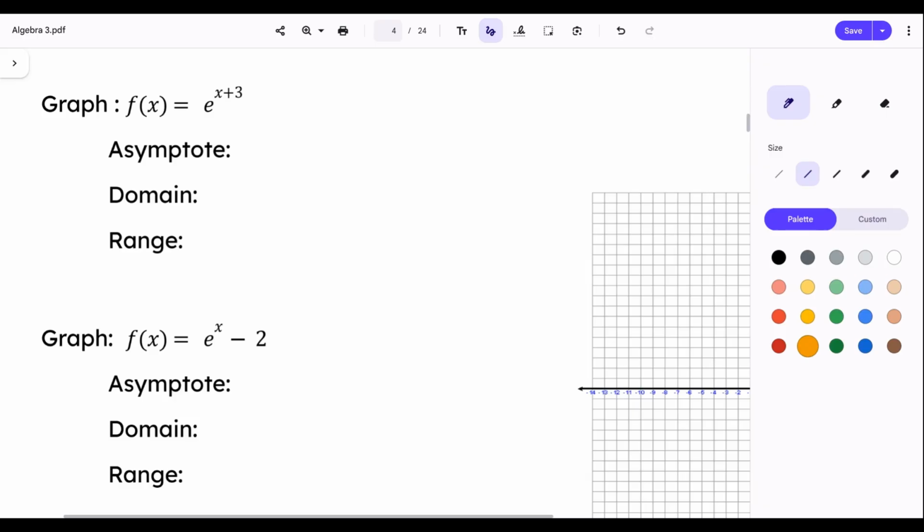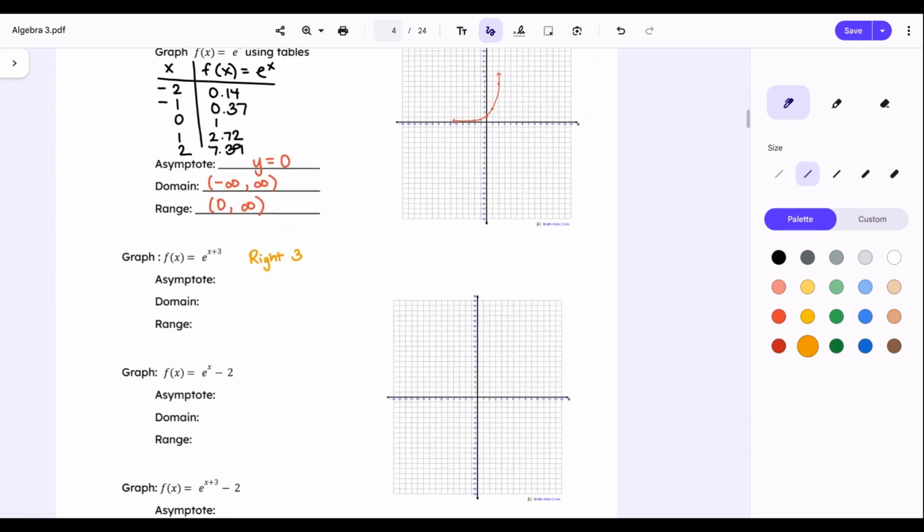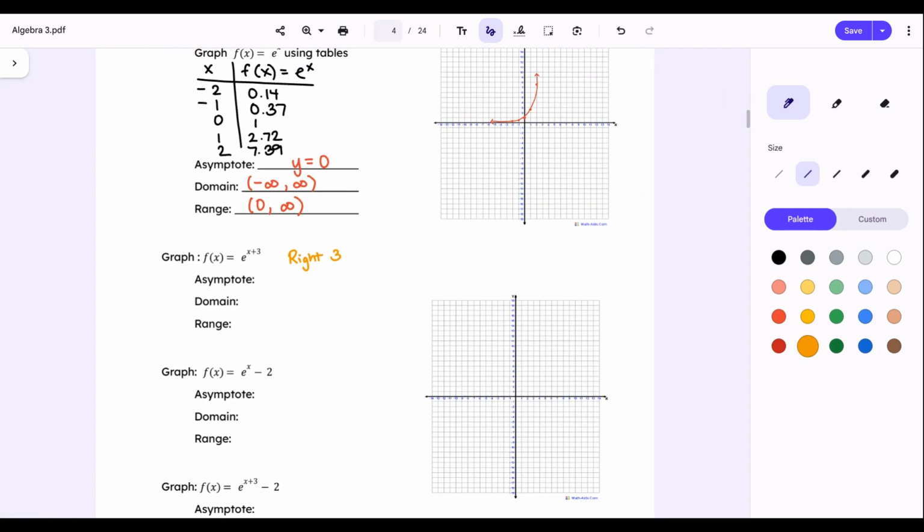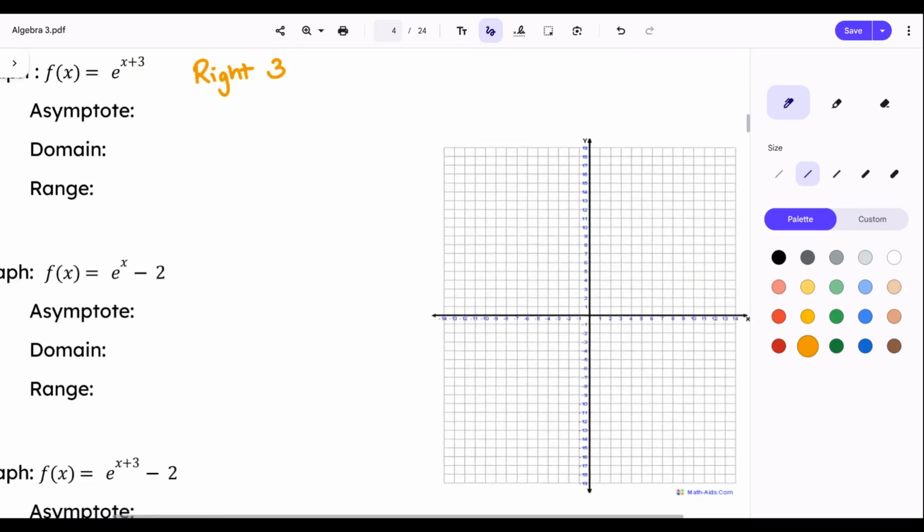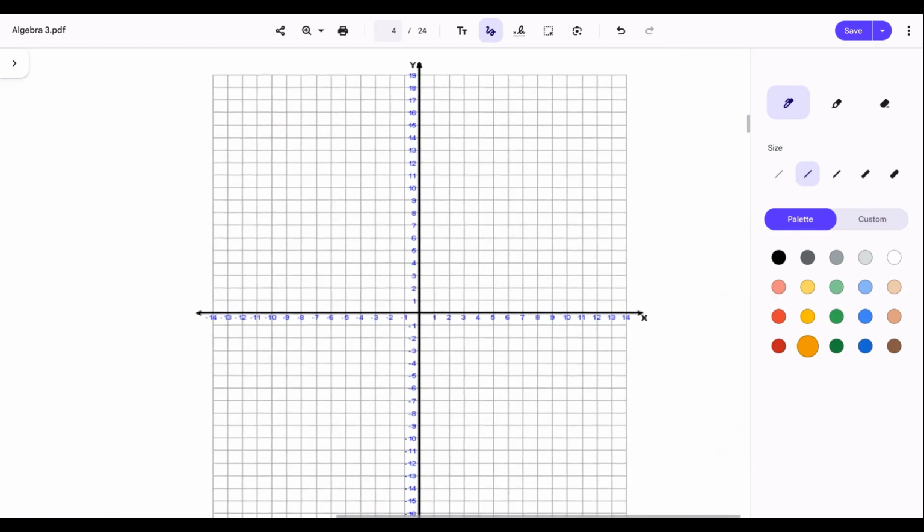Good. That +3 is going to make it go right 3. So I'm just going to write that up here. So all those points that we had from this up here are all going to go to the right 3. Okay. So I'm just going to come down here and start at 0, 1, because I know that's a really easy point for me to graph. And then it's going to go right 3. So you're going to be at this point here. Because I was at 0, 1, now I'm just going to go right 1, 2, 3. So now I'm at 3, 1 instead.